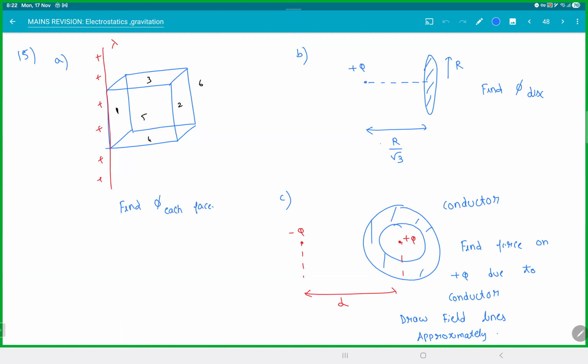There will be 4 faces with zero flux. Any face which touches the line charge will have field lines parallel to the surface. If it were a point charge, you would have got 3 faces with zero. Think. I'll give 2 minutes for all these 3, 2-3 minutes. Let's get them. Find the flux passing through each face: 1, 2, 3, 4, 5, 6.